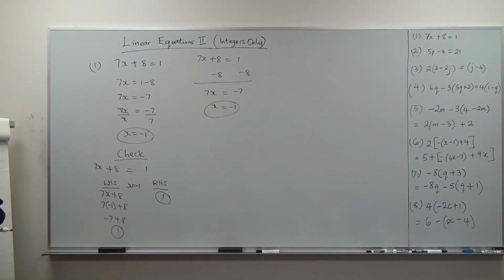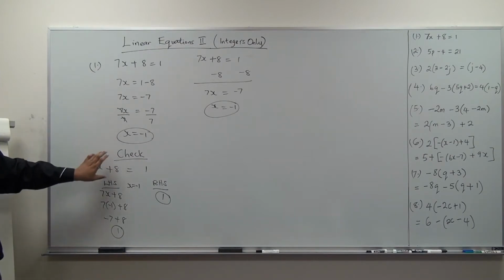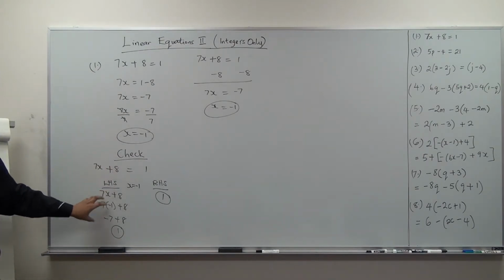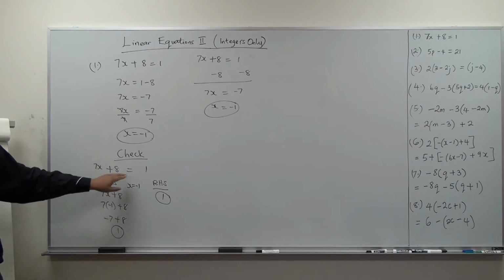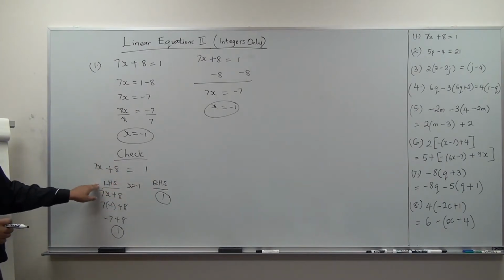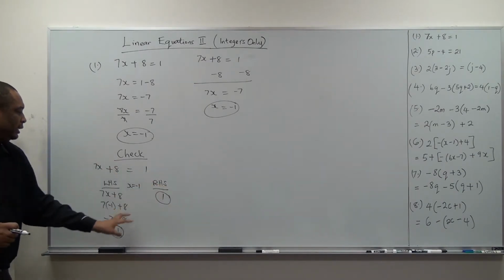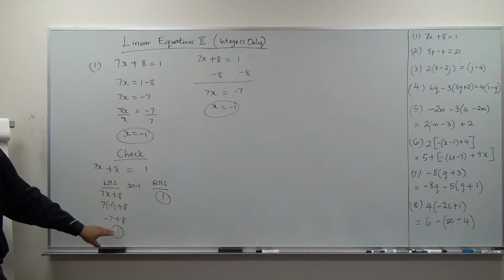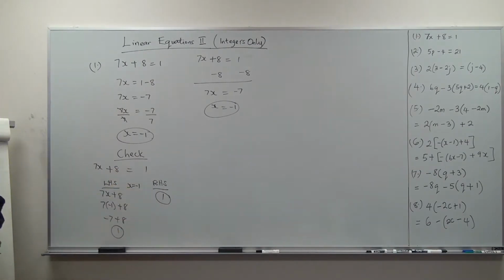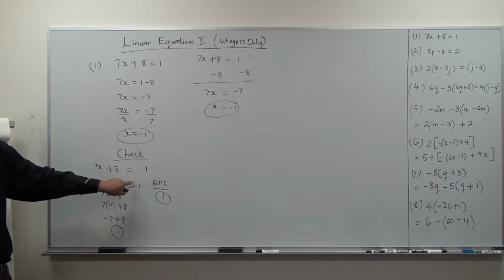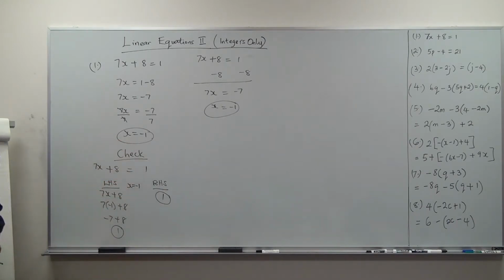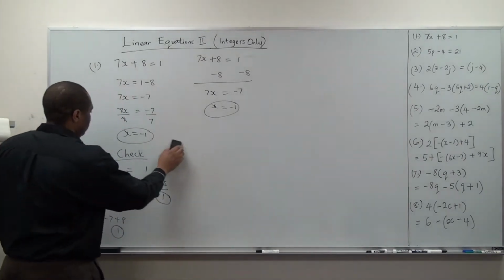I would advise that you always check your work whenever it comes to equations. How do you check? You write the main problem, you break it down to left-hand side and right-hand side, and you make sure that your left-hand side is equal to your right-hand side when you substitute the answer in the problem. Okay? Now let's go to number 2.